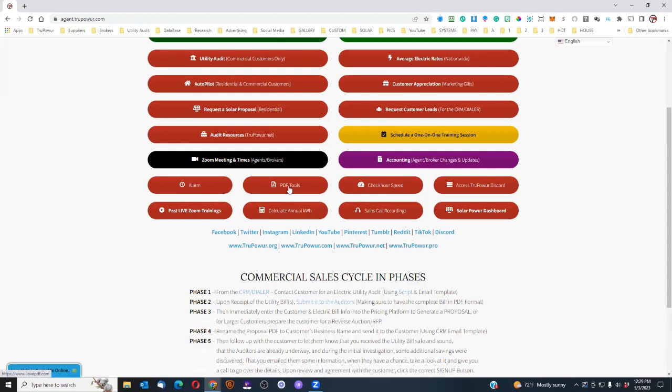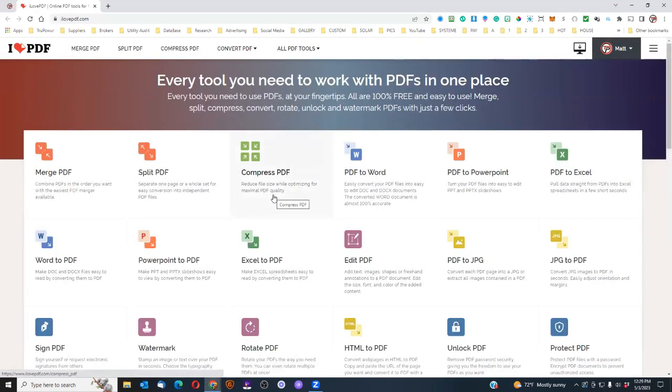The PDF tools is very valuable. And so if you have a customer that sends an electric bill and maybe they have sent it to you in an image rather than a PDF, then you can convert that image to a PDF. And then you can take all those separate pages and merge them together so that it's in one file.